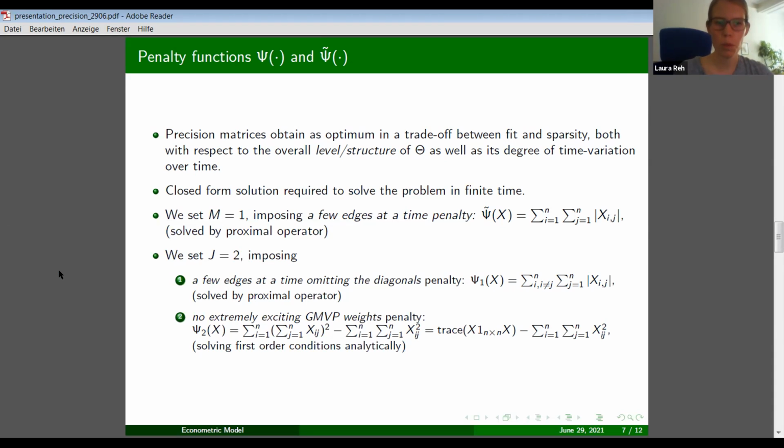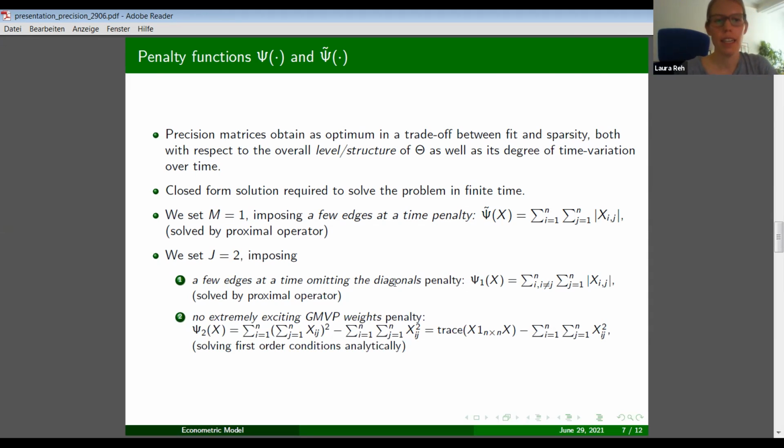What we do for the moment is that for the time variation, we use the penalty suggested by the authors in Hallac and co-authors, which is a simple element-wise L1 penalty on the elements of the precision. We do the same also for our overall structure, with one difference: we omit the diagonal elements because it's not really sensible to penalize the diagonal elements in a precision matrix.